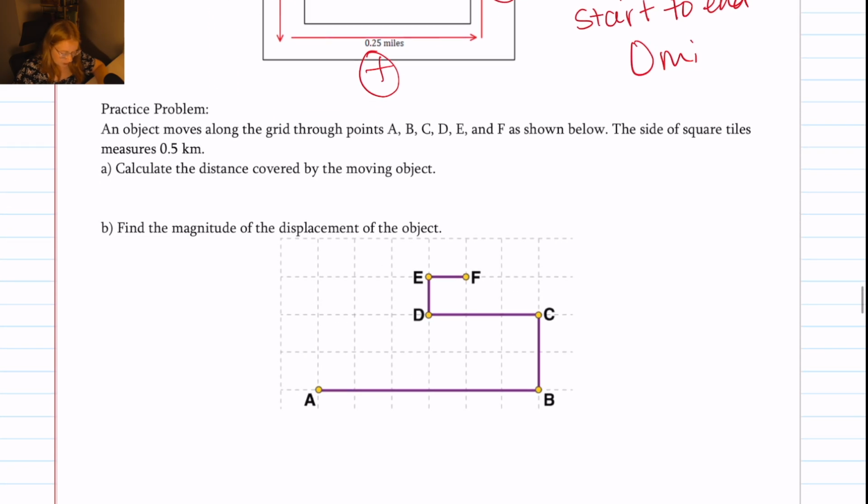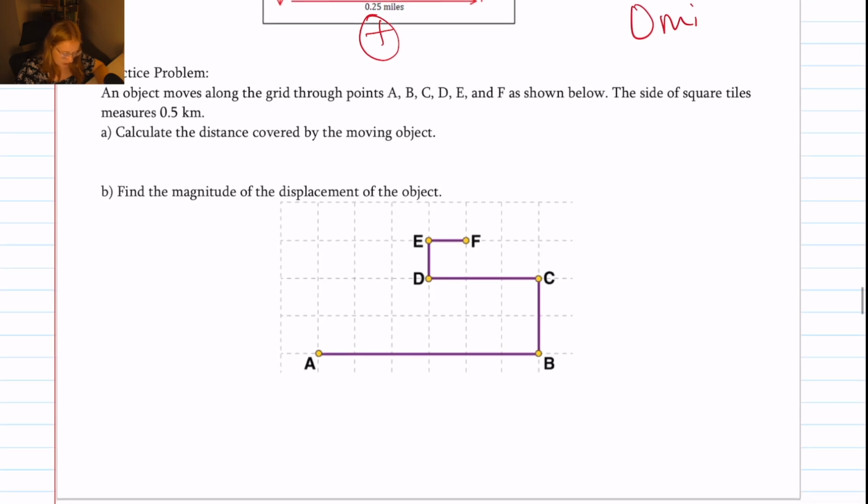Okay, this one is a bit harder example. You have this path A, B, C, D, E, F. So a little winding path. Each of the dotted lines represents 0.5 kilometers. So I'm just going to start off by measuring the lengths of each side and marking them. So A to B, that's 3 kilometers. B to C, that's 1 kilometer. C to D, that's 1.5 kilometers. E to D is 0.5 and E to F is 0.5.